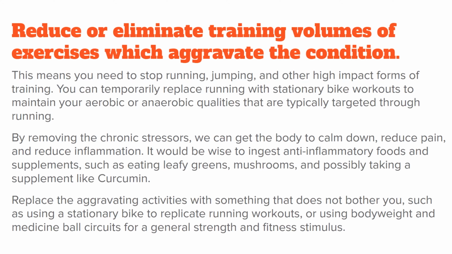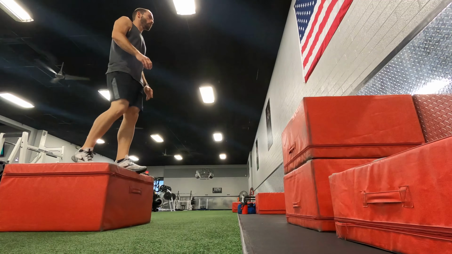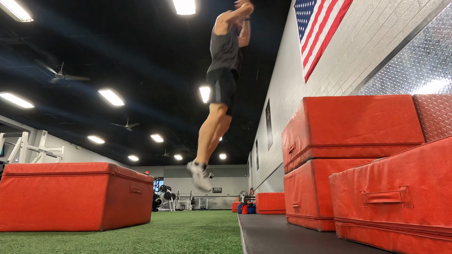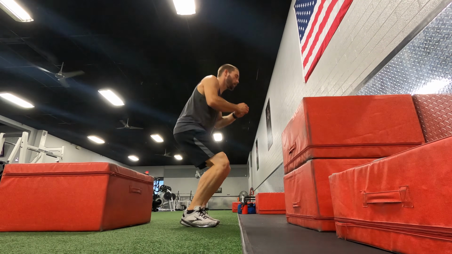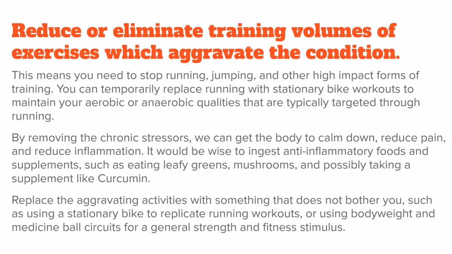If you're a runner, you could do the same thing. If you're a jumper, you could do the same thing. But the idea is we want to replace the things that are causing the shin splints to stick around and continue to be a problem. We want to remove those and replace that work with something that does not aggravate it, like a stationary bike workout. By removing the chronic stressors, we can get the body to calm down, reduce inflammation, and reduce pain.